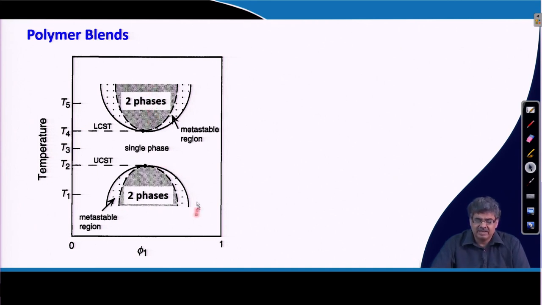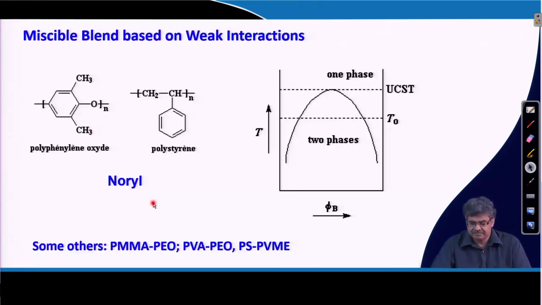Similarly, we can have another scenario where above a certain temperature, the polymers become miscible or they have a single phase, and this particular temperature is called upper critical solution temperature or UCST, below which, depending upon the composition, we can have either a single phase or a two phase scenario. Some examples of miscible blends with weak interactions are the blend of polyphenylene oxide and polystyrene, commercially sold under the name Noryl. And the other examples are like PMA, PMMA, PEO, PBO, PBA, PO, PSP, VME. These are examples of miscible blends having weak interactions.